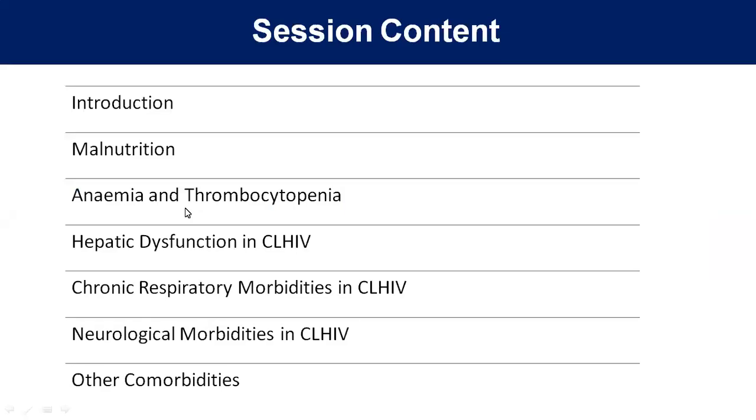So in today's session, we are going to cover the following comorbidities. Firstly, malnutrition, anemia, thrombocytopenia, hepatic dysfunction, chronic respiratory morbidities, neurological morbidities, and a few other comorbidities.